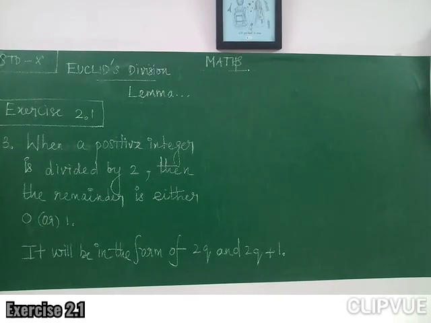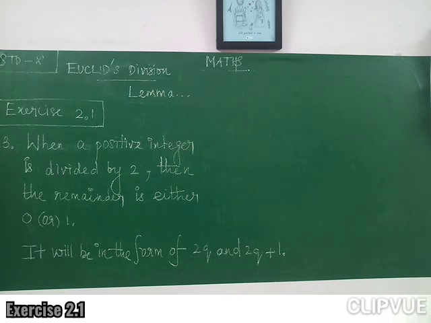Question number 3. Now I am going to read the question. With the help of your textbook, you can see this. Prove that the product of two consecutive positive integers is divisible by 2. What they said: the product of two consecutive positive integers is always divisible by 2. This is the question. We are going to prove that, so using this result we can prove it.